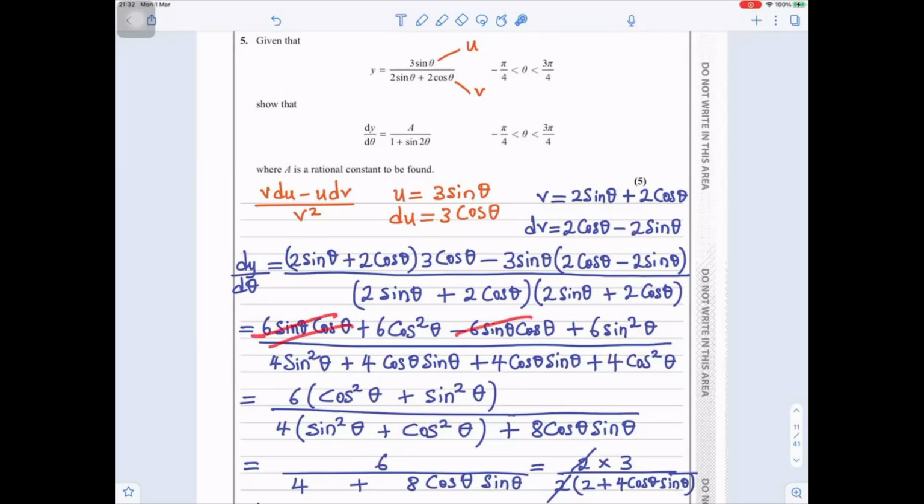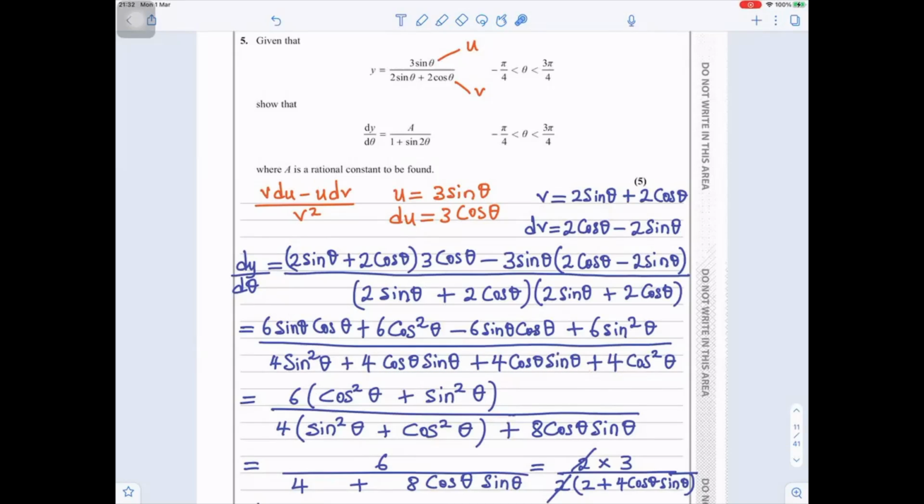This and this will cancel each other and become 0. So you got 6 outside of bracket, cos squared theta, sine squared theta. You go to the denominator, 4 will come out of the bracket, and you have sine squared theta, cos squared theta. And add these two together, you get 4 plus 4 will give you 8 cos theta sine theta.